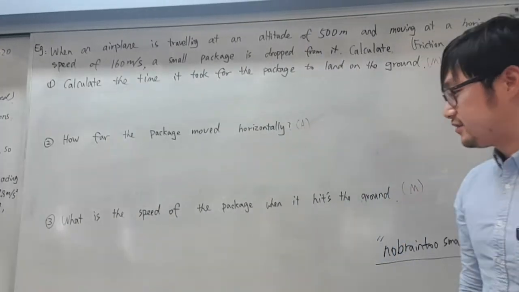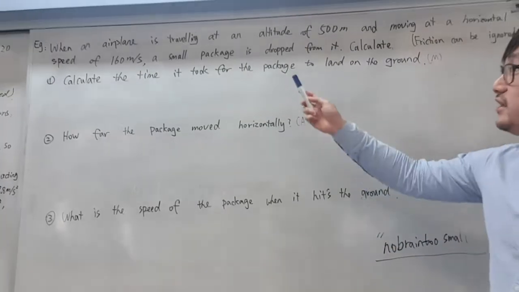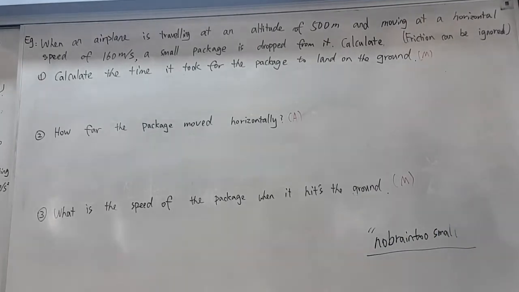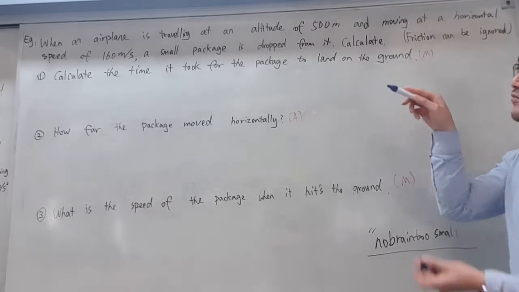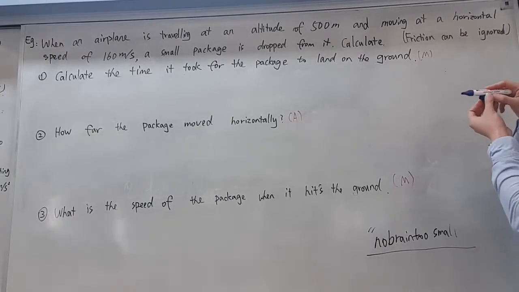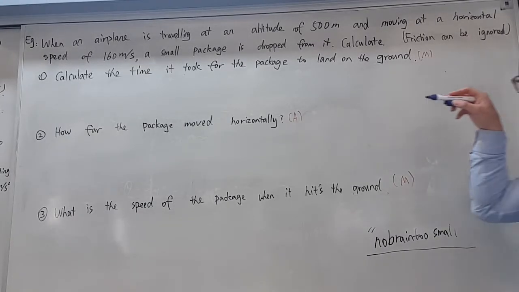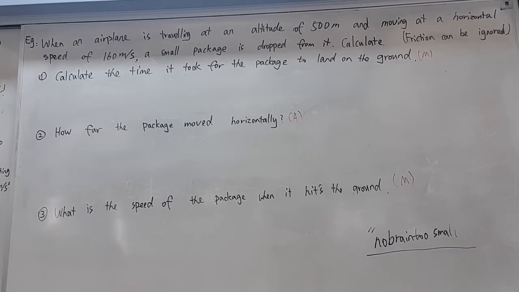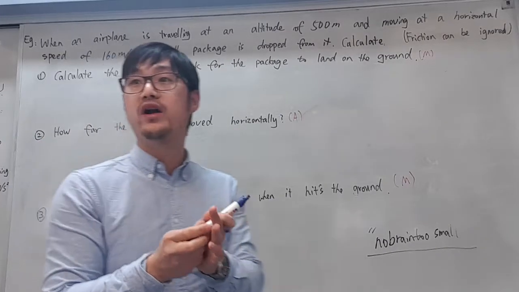Okay, see? So let's have a look at this question. It says, when an airplane is traveling at an altitude of 500 meters and is moving at a horizontal speed of 160 meters per second. Okay, say this pen is going to be my airplane. This airplane is flying, flying, flying. A small package is dropped from it. So when you're traveling horizontally, and then boom, a small package drops. So when you drop it, the package will be traveling forward as well, right?